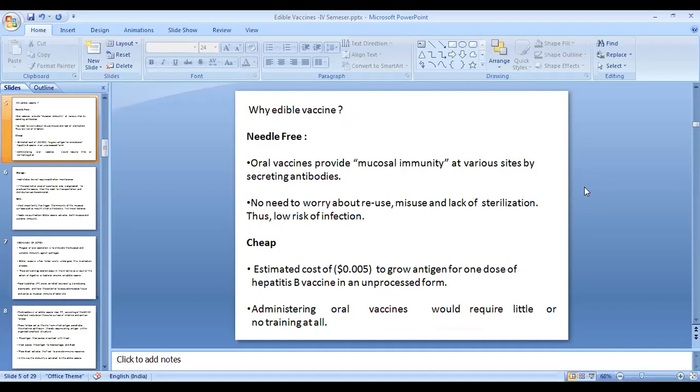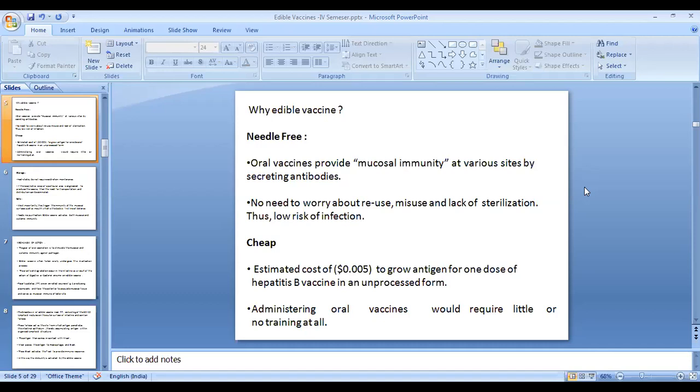Now, why do you want an edible vaccine? Or otherwise, what are the advantages of these edible vaccines? These edible vaccines are needle free. That means the word edible means it is taken by mouth, that is by oral administration. So the oral vaccines provide mucosal immunity at various sites by secreting the antibodies. Later we are going to see the mechanism of these edible vaccines. Then you will understand the fact. No need to worry about the reuse or misuse and lack of sterilization. So that's why it leads to low risk of infections.